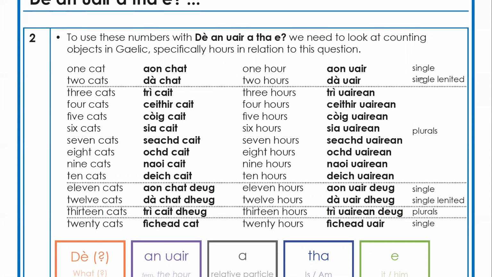So the first thing to note is that both 1 and 2 in Gaelic, un and da, take the singular. So it's 1 cat, 2 cat, 1 hour, 2 hour. And then from 3 onwards, we just use the plural as you would in English: 3 hours, 4 cats, 5 cats, etc.